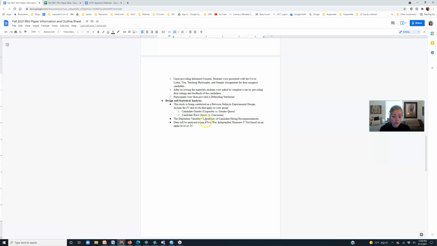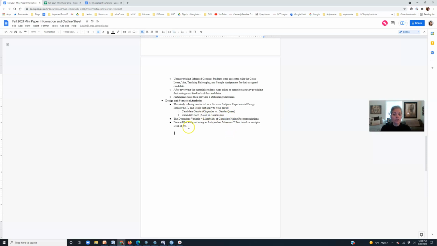And then you're going to do a two-way independent measures t-test. Excuse me, that's a mistake. You're going to do an independent measures t-test. The two-way doesn't apply. So it's independent measures because that corresponds to between subjects with different people in each group. And it's a t-test because you just had 2 conditions. You had 2 groups, either cisgender, genderqueer, either Asian or Caucasian.